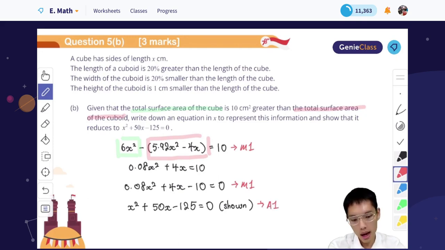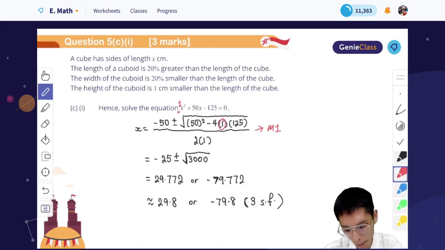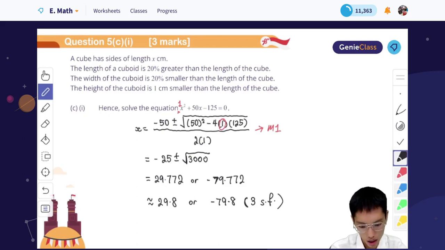Next, with this statement, they will ask you to solve. Why is it 3 marks? A step is required to show how you solve for the roots. So 1 mark to show my quadratic formula: negative b, in this case 50, plus minus square root of b squared, 50 squared, minus 4ac. A, in this case the coefficient, is 1. C, in this case, is minus 125. Simplifying it further, that's where you get your answers.